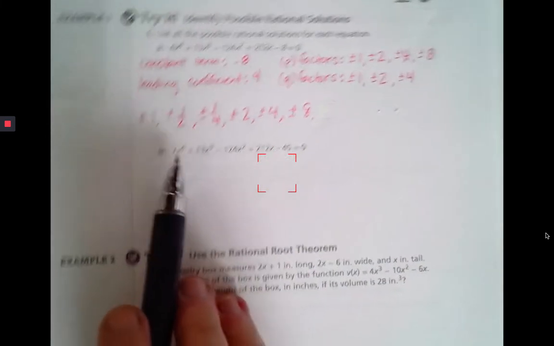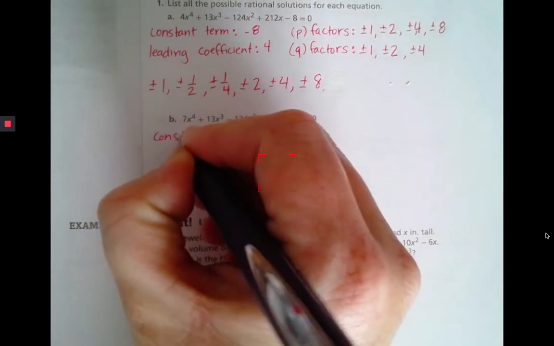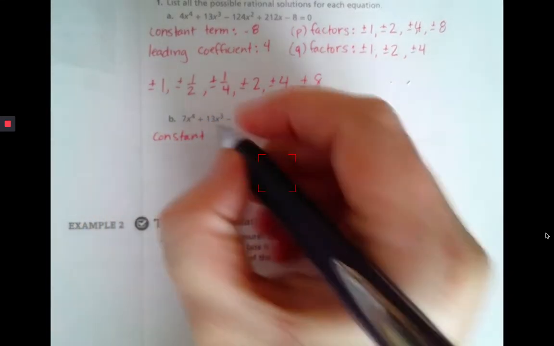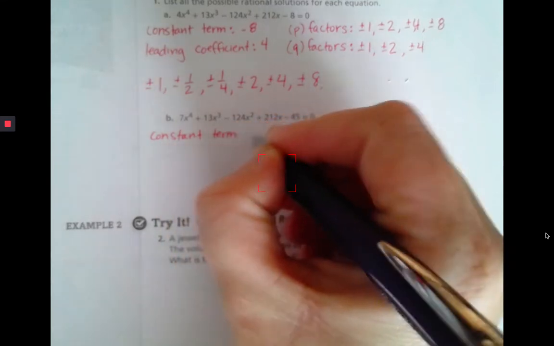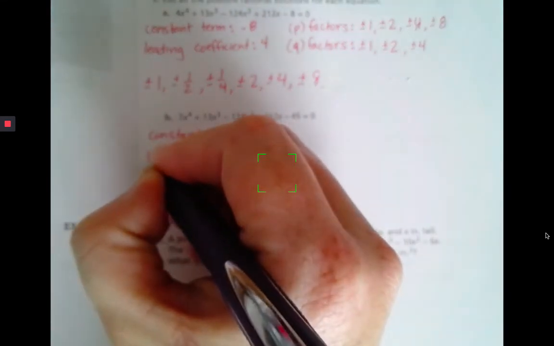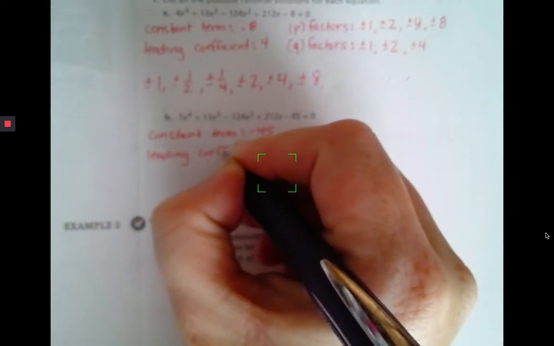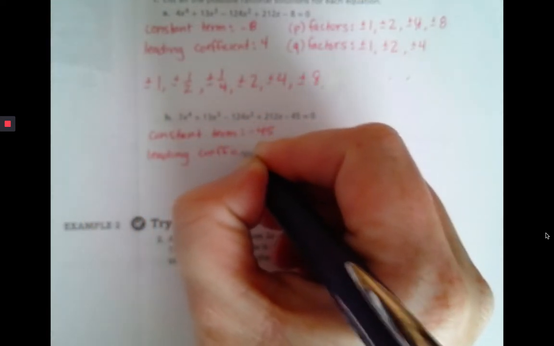Now let's try this second one here. So again, I'm going to list out my constant term. My constant term is negative 45, and my leading coefficient is 7.